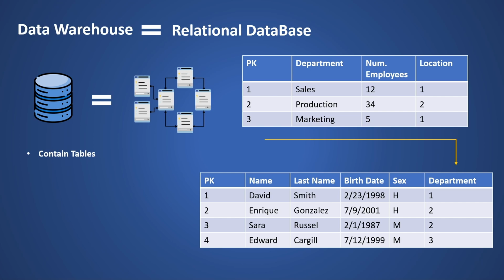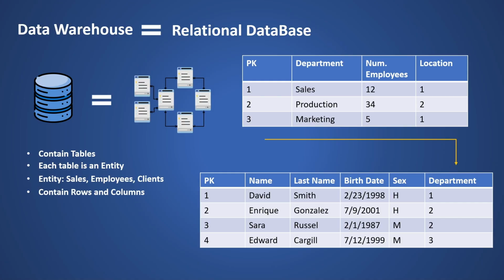Each table represents an entity, and an entity is the representation of a real object or concept for which we want to store information. For example, the concept of sales or the object of people such as employees, or another concept like clients. Another characteristic is rows and columns. Tables have rows and columns, where each row is a unique record for the entity or table and contains information for each of the fields defined by the columns. The columns represent characteristics of the entity or table.